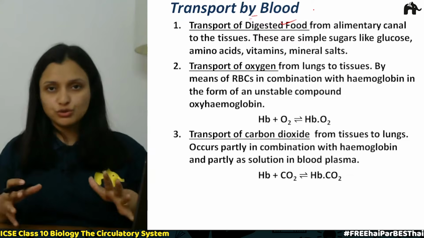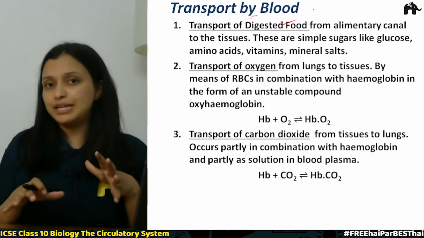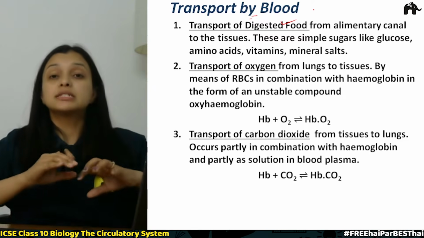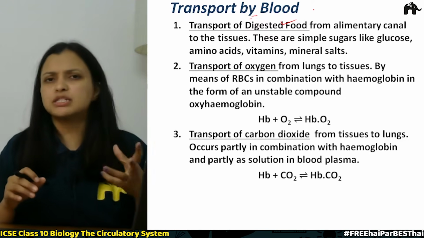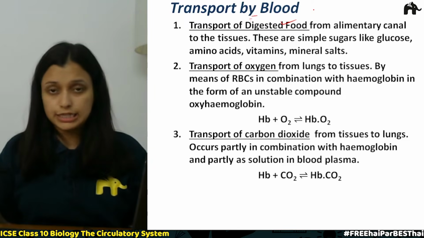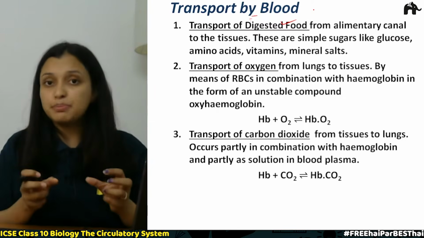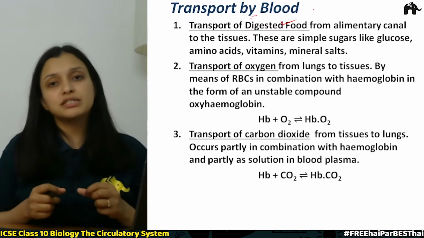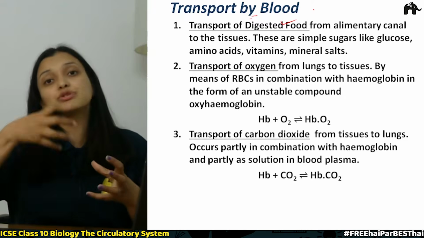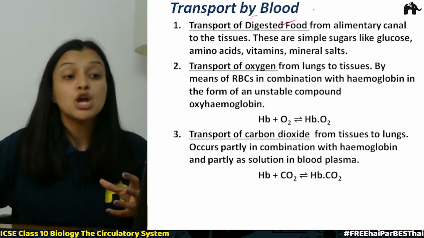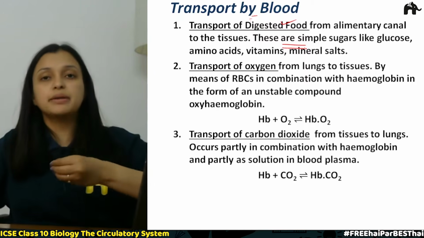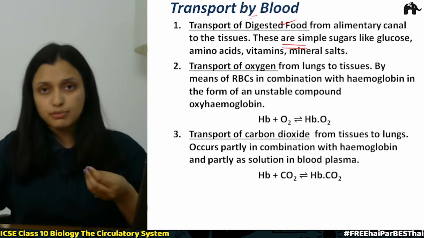So as we all know, when we eat food, it goes through our alimentary canal, and when the food reaches the small intestine, the digestion of carbohydrates, fats, and proteins is completed in the small intestine itself, right? It is the place where the absorption of these nutrients takes place. So the food that is digested is absorbed in the small intestine only.